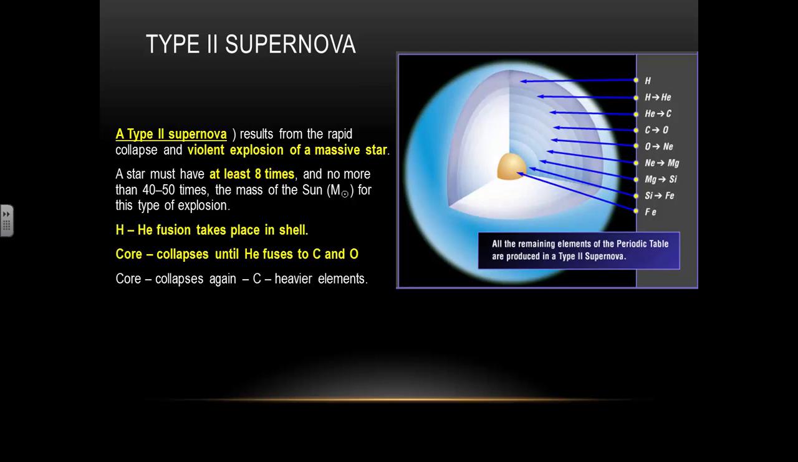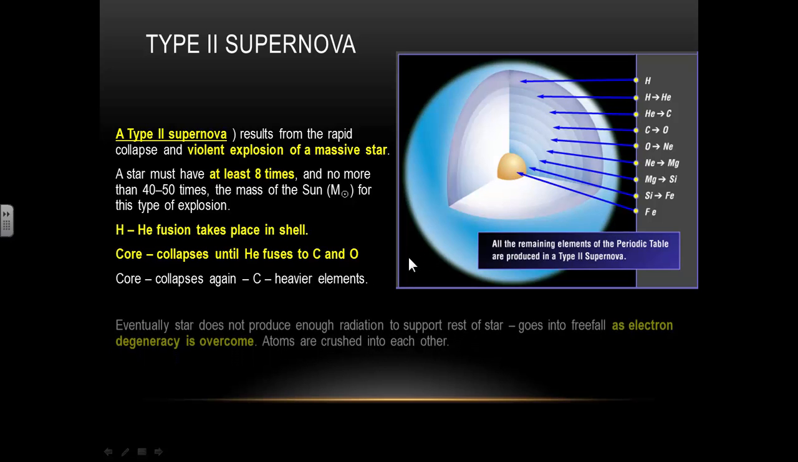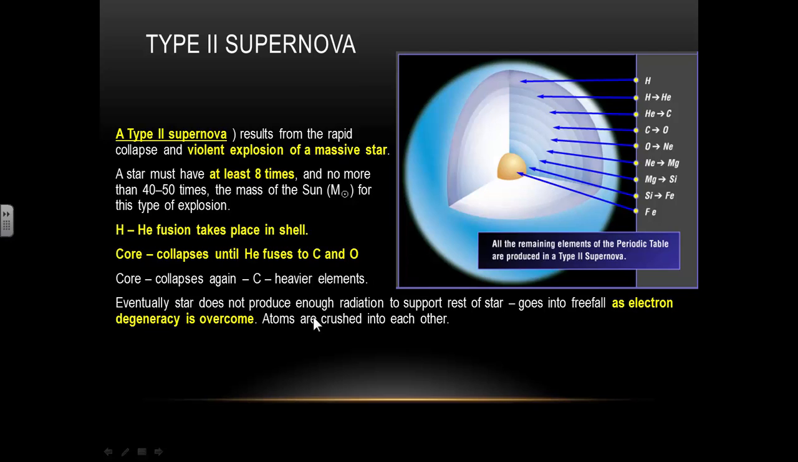You get these concentric shells, which are burning in different layers as hydrogen is fused to helium, helium to carbon, carbon to oxygen, oxygen to neon, and so on. And we end up with an iron core. Eventually the star does not produce enough radiation to support the rest of the star, because the production of iron doesn't really give any more energy. And then it basically goes into free fall. There's no radiation pressure to support the star.